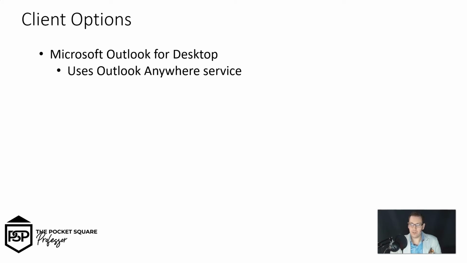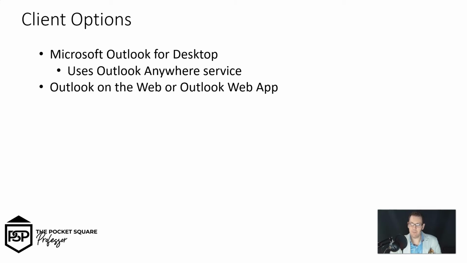But using Outlook for desktop, it uses the Outlook Anywhere service. This is a service that Microsoft has published that is essentially going to allow us to access, as the name implies, Outlook Anywhere. Now, on-premises was a bigger deal because we could have the same experience on both sides of the firewall. Well, in Office 365, we're almost always on the other side of the firewall. So Outlook Anywhere is pretty much just the standard when it comes down to it.